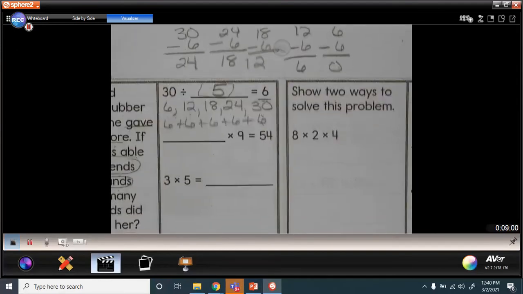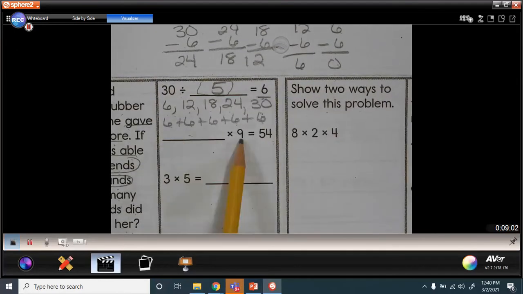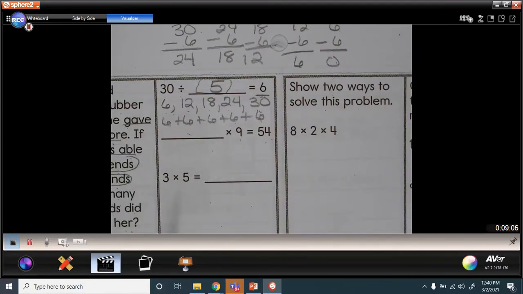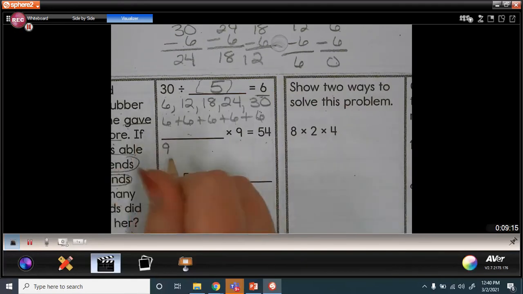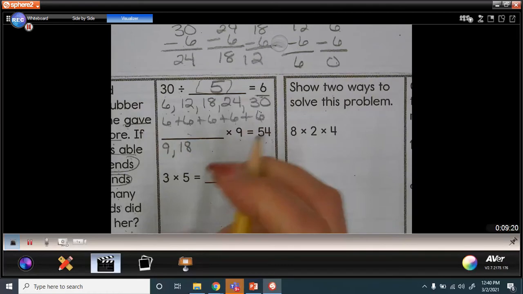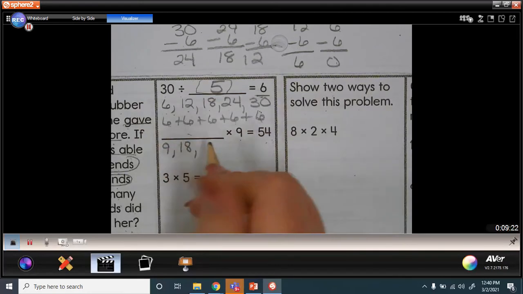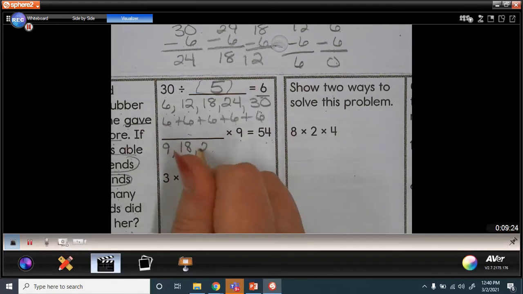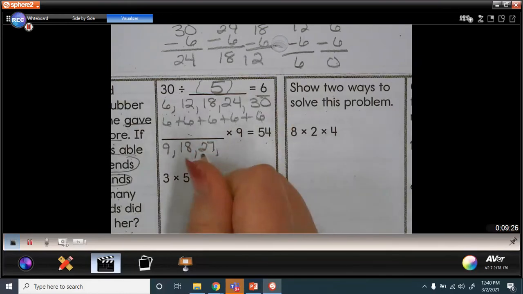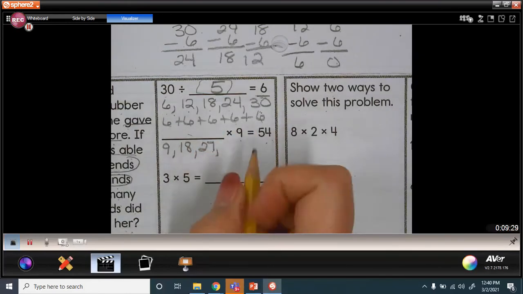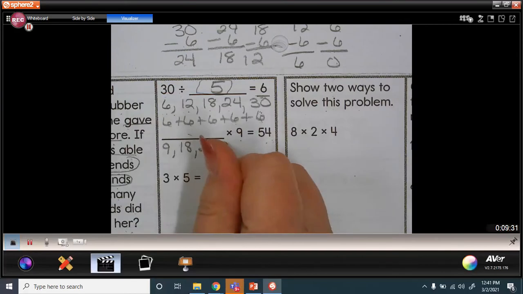Now, let's take a look at how many groups of 9 do I need to make 54? Well, again, if I know how to skip count and use my multiples of 9, and remember, this pattern is pretty simple to remember if you switch your 1s and your 10s. So you start with 9. 9 plus 9 is 18. Add 10, subtract 1, 27. 27 plus 10 would be 37. Take 1 away, 36.